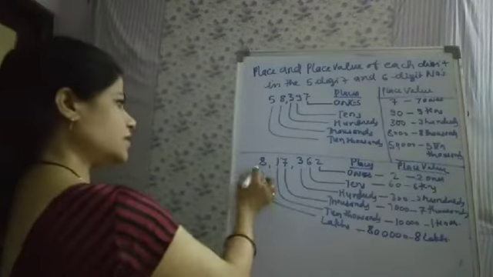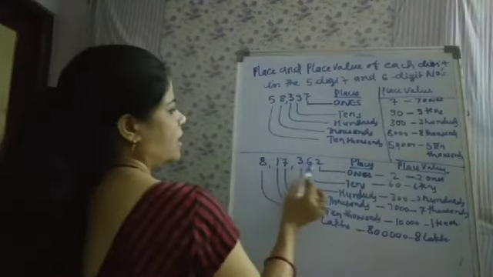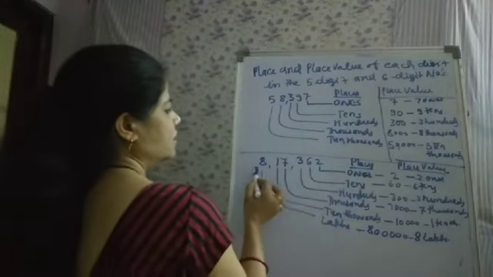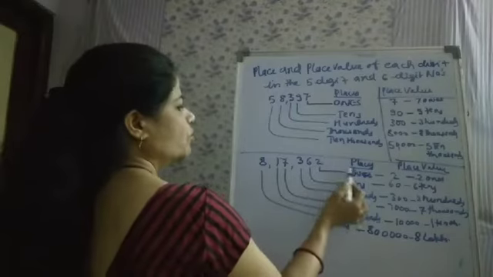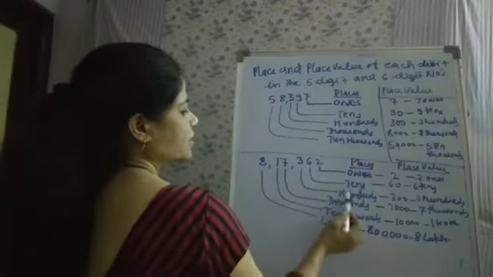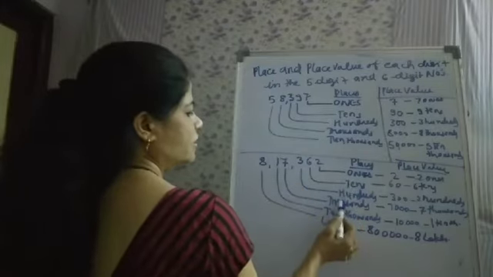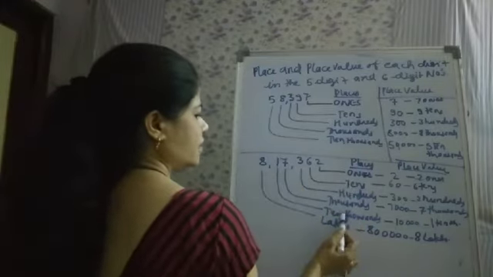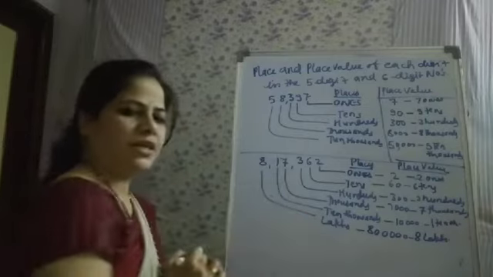Now the next number is 8,17,362. This is a 6-digit number. Now we will start writing the places of each digit in this number. The place of 2 is ones, place of 6 is tens, place of 3 is hundreds, place of 7 is thousand, place of 1 is 10,000, and place of 8 is lakh.